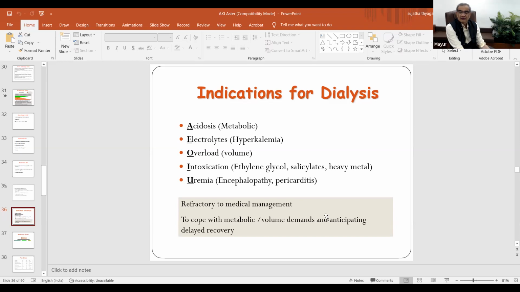Similarly, you may have to do it purely to remove fluid in a child with fluid overload, although renal function as such in terms of urea and creatinine may not be that bad. So all of you are familiar with this. Hyperkalemia is of course a very important indication for urgent or emergency dialysis.